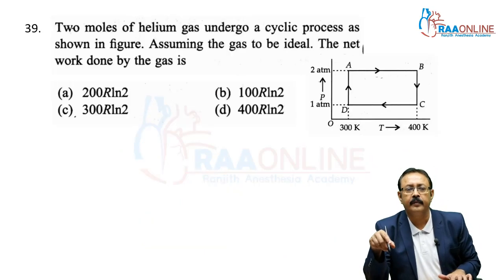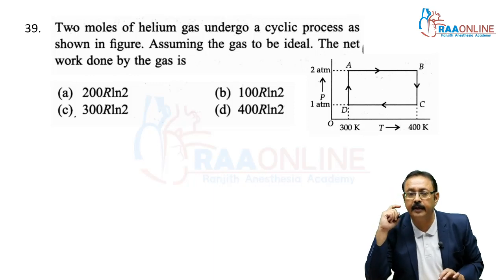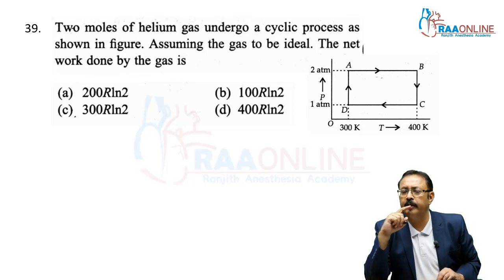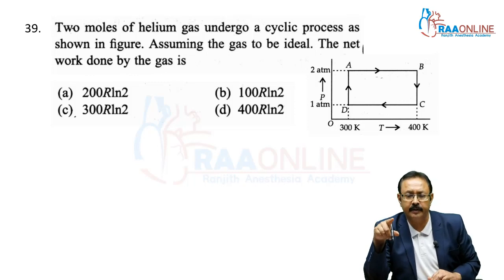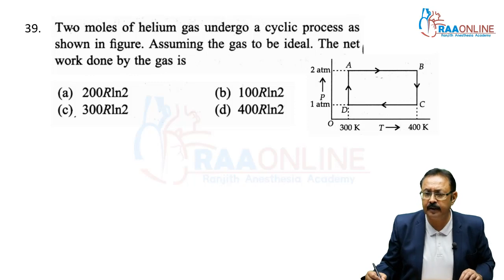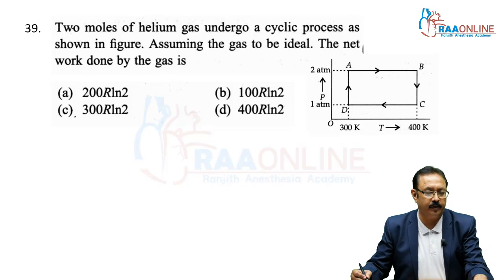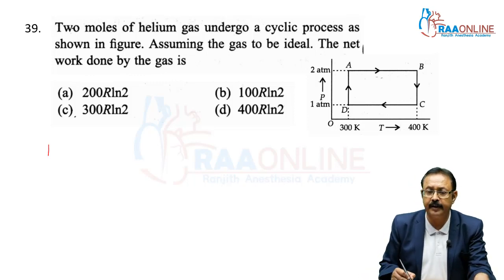I did the same. 39th: 2 moles of helium gas undergoes a cyclic process as shown in the figure. What we are observing is that in some processes temperature is constant, and in some processes pressure is constant. If pressure is constant, it is easy. So we will check first A to B.